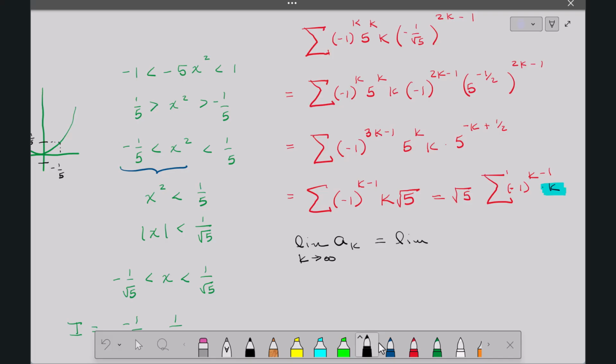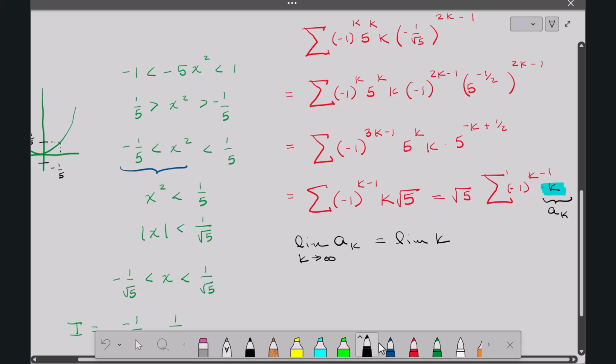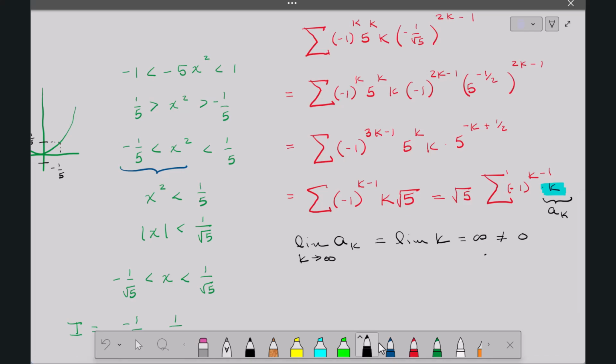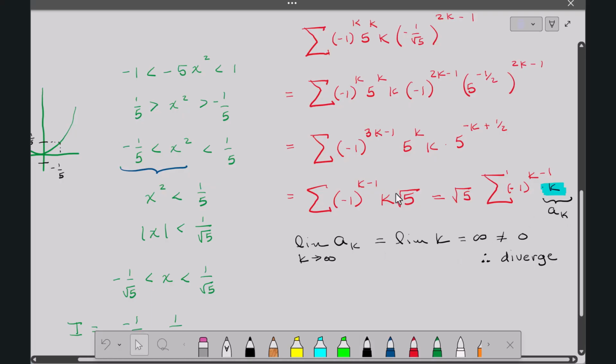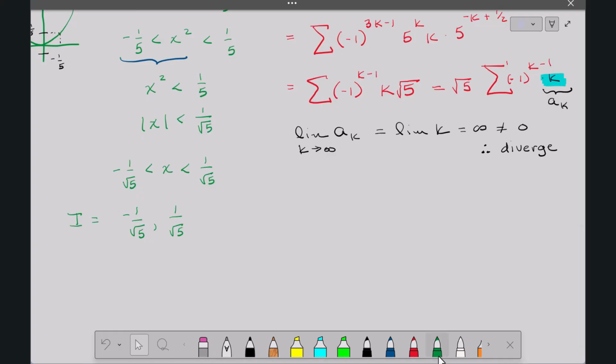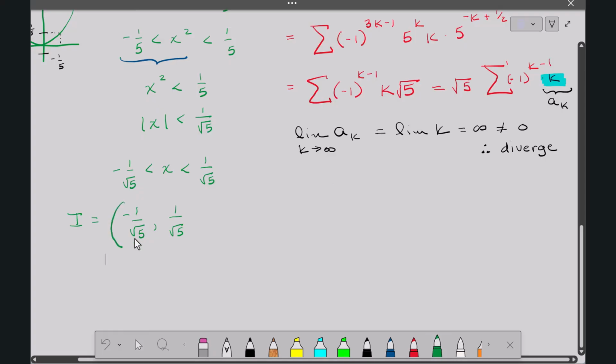Or maybe I should restate that. The divergence test shows that we have divergence because the limit of a sub k is not 0. And so a sub k is that, and the limit of that is infinity. This is not equal to 0. The divergence test concludes that this is going to diverge. Okay, so we have divergence at the left endpoint. So over here, we can put a parenthesis right there.